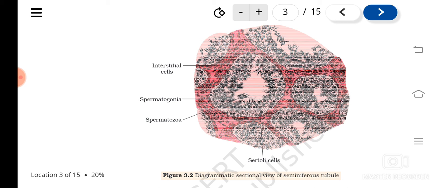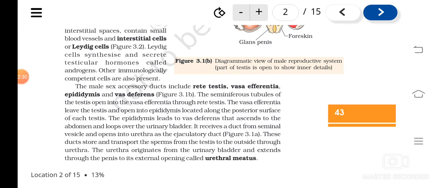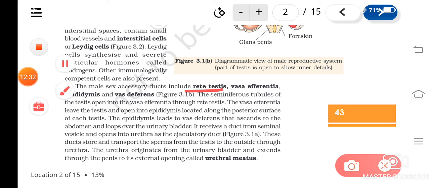Interstitial cells are found in between the seminiferous tubules, and their function is to produce immunologically active cells, and also they produce the androgens. Now the accessory ducts, if you see, they include the rete testis, then vasa efferentia, epididymis, vas deferens. Understood? So these are the accessory ducts: rete testis, vasa efferentia, epididymis, and vas deferens.